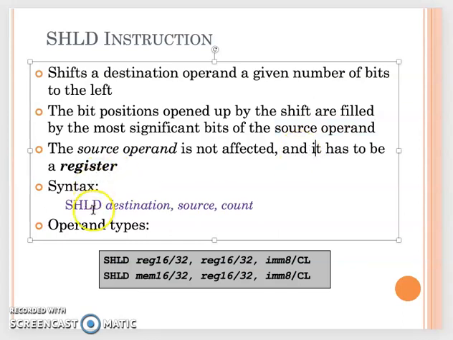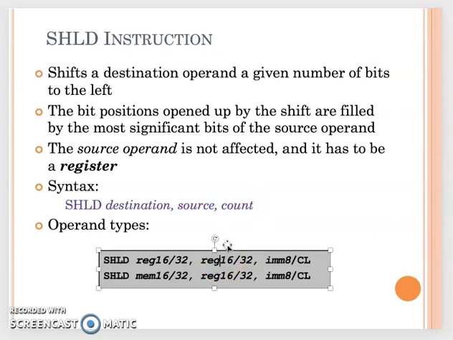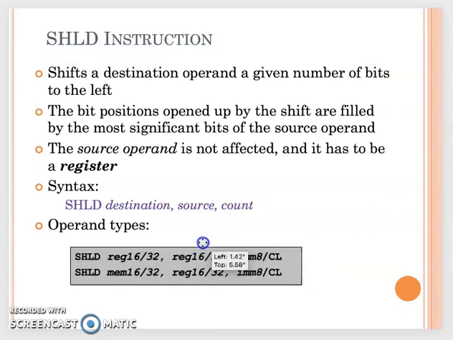So the syntax is like this. You have SHLD with the destination operand, then another one is the source operand. Then your count is actually the third one. So that's your operand type.